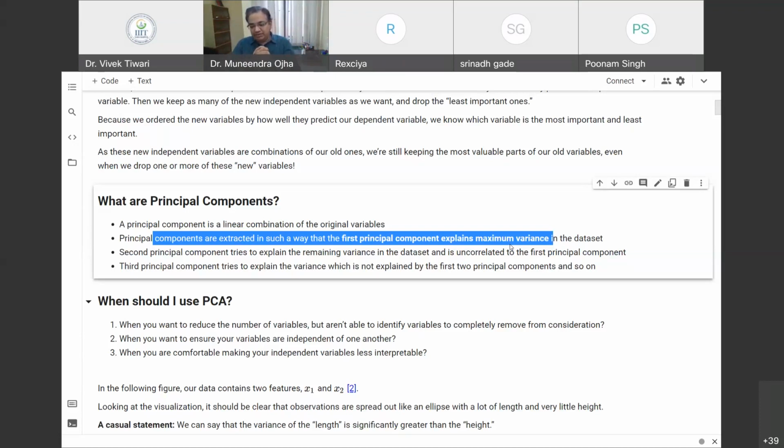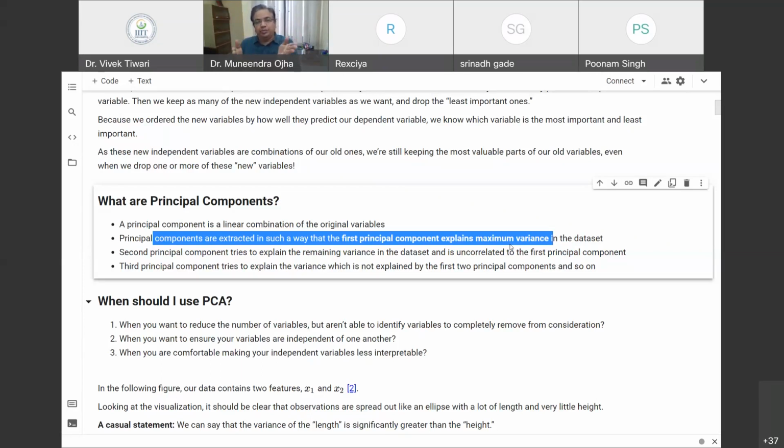What I'm trying to say here is that since the first component explains the maximum variance, the second component would be perpendicular to that, just like we have a two-dimensional axis. We have one axis, which becomes our first principal component, then a second axis which is perpendicular to the first one, so that is independent. Try to understand this term, independent. They are linearly uncorrelated, so they are independent of each other.